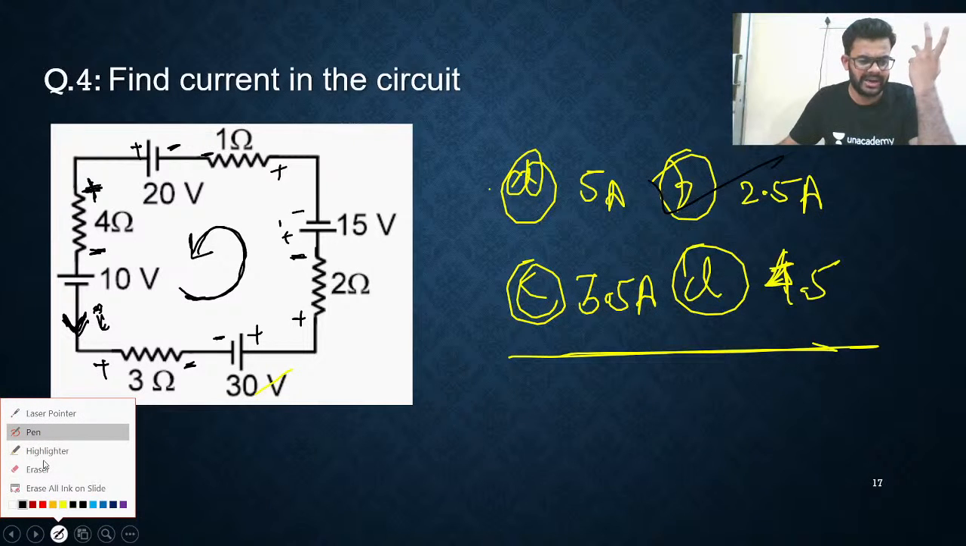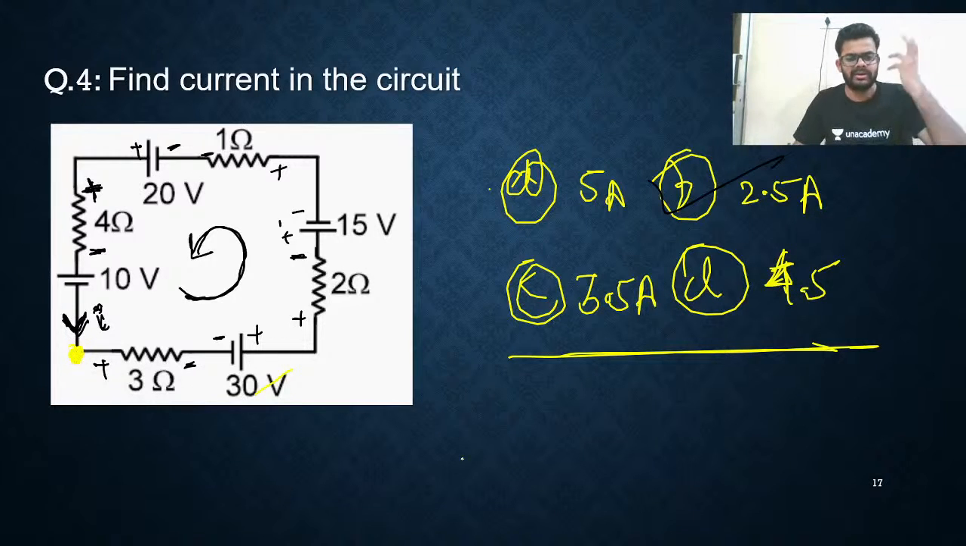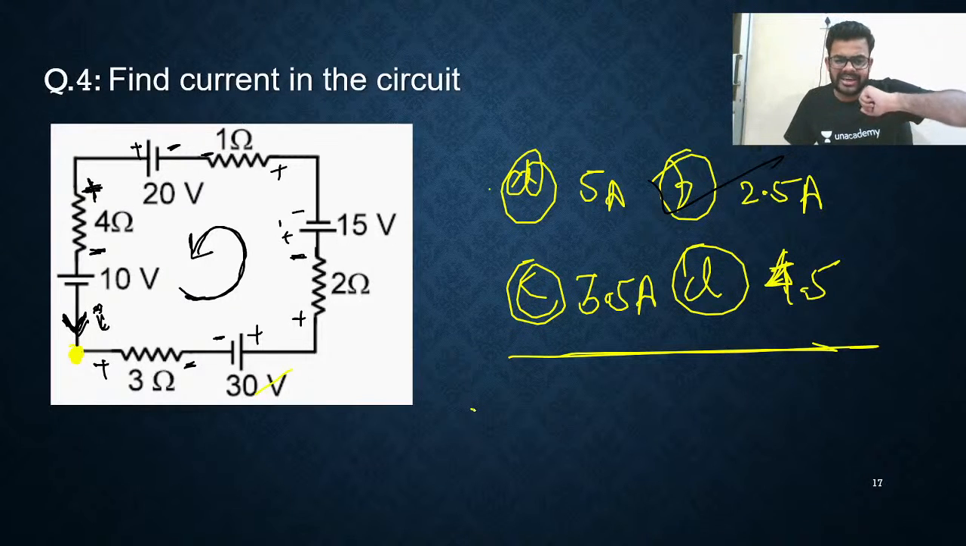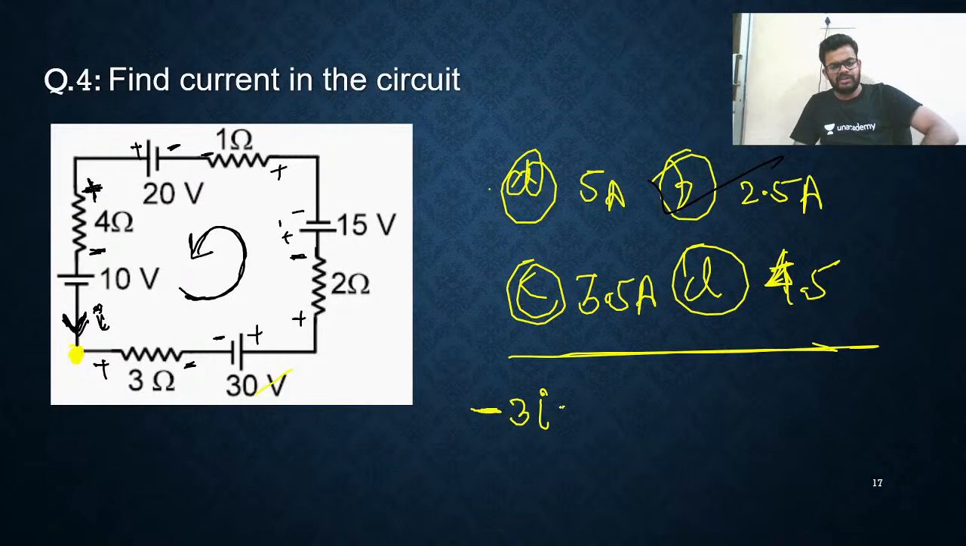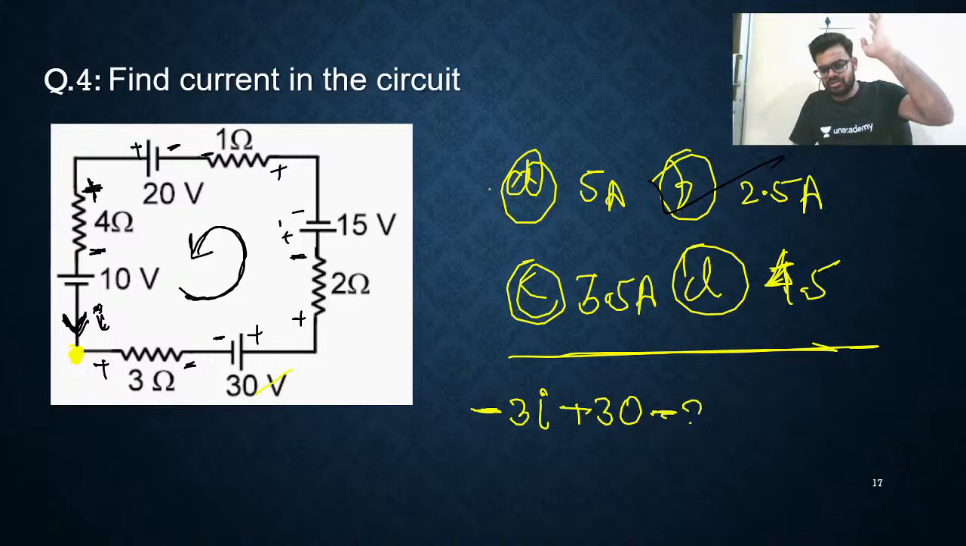Okay, so let us solve it. Choose any point, start from any point. It's your choice. I am starting from this point, the yellow point. So I am saying from positive to negative. I will write negative as the second terminal, so minus 3i. No problem. Come here, negative, positive. The second plate is positive now, so here you will write plus 30. Come here, positive, negative, the second terminal is negative, so minus 2i.